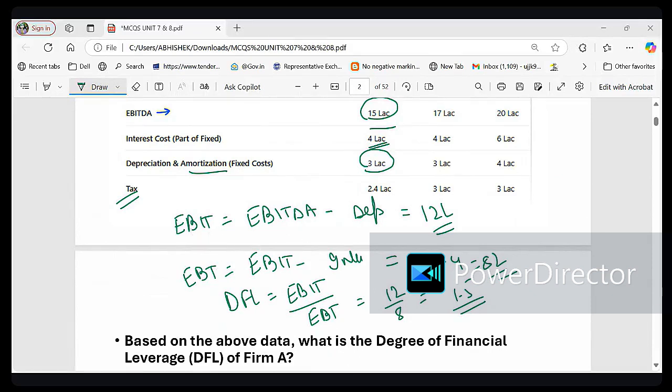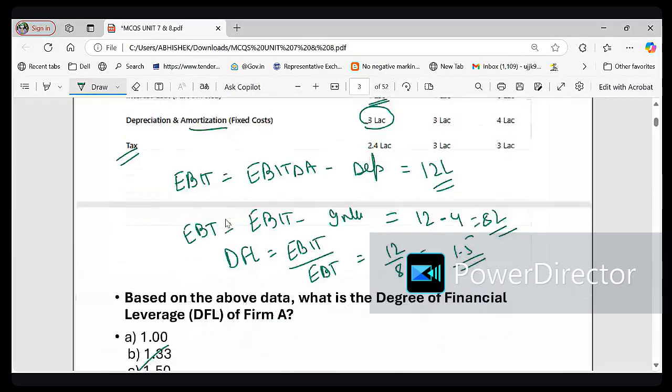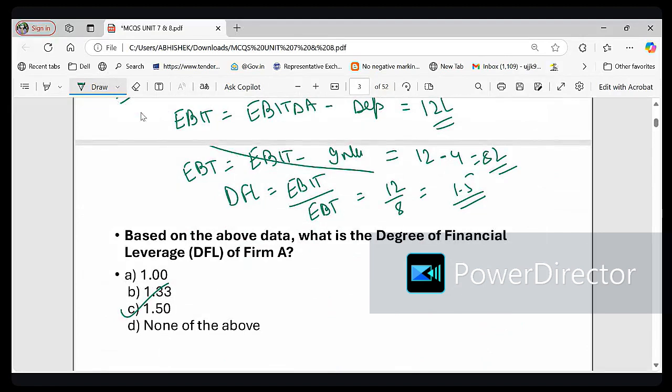And DFL is what? DFL का formula क्या होता है? DFL is EBIT upon EBT. So 12 upon 8. This is equal to how much? 1.5. So how to go about solving such type of problem? Let me explain. What is the meaning of this 1.5? Do you understand the meaning of this 1.5?